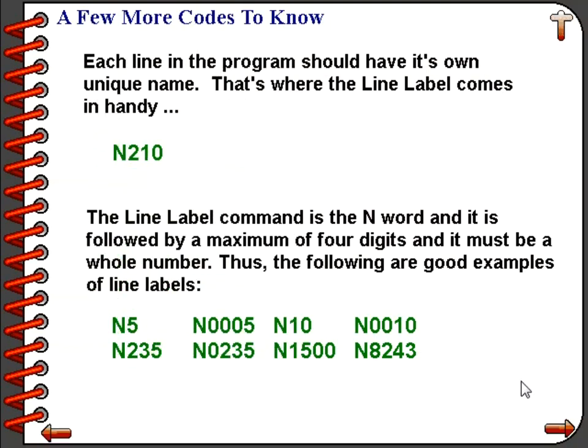Each line in the program really should have its own unique name, just as each program would have its own unique name using the O word. For the lines in our program, we can use the N word, which specifies a line label. This would appear at the beginning of each line in our program. The N word can consist of a 4-digit number without a decimal point.